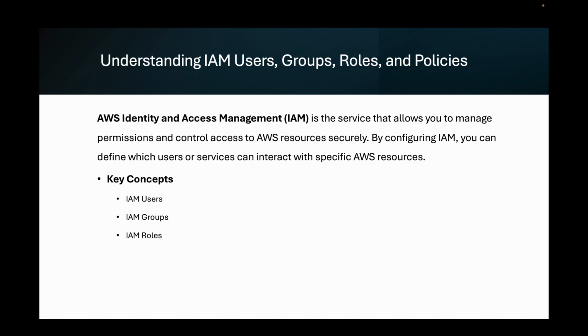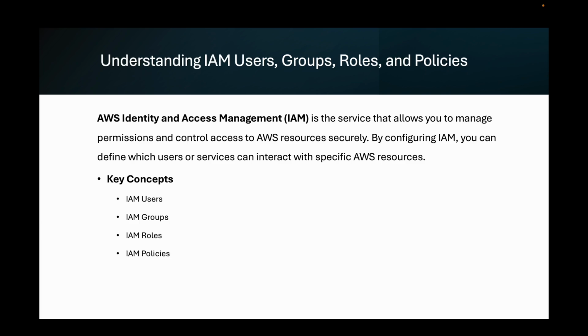Then we have the IAM roles. Roles are used to grant permissions to AWS services and resources without needing long-term credentials like access keys. IAM roles can be assumed by AWS services, for example EC2 or Lambda, enabling them to interact with other AWS services like S3 or DynamoDB. Roles are useful for cross-account access and for managing permissions for applications running on EC2.